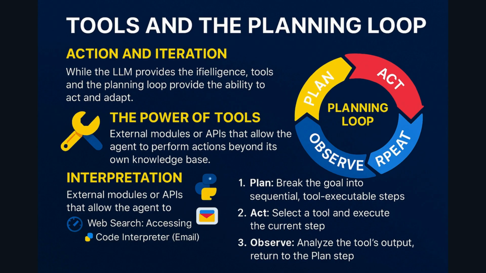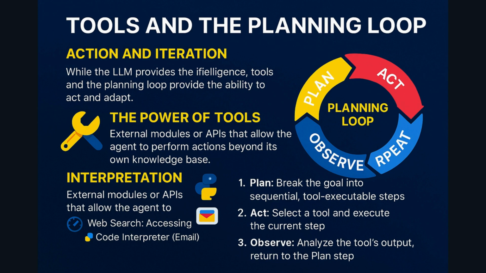Moving from the agent's brain to its capacity for action, this slide details the two components that facilitate external interaction and goal achievement: tools and the planning loop. The power of tools, the agent's hands. Tools are external modules or APIs like web search, code interpreter, or calendar email APIs that allow the agent to perform actions outside its own knowledge base and interact with the real world. A critical constraint is that the agent's ultimate capability is entirely limited by the specific tools it is given access to.